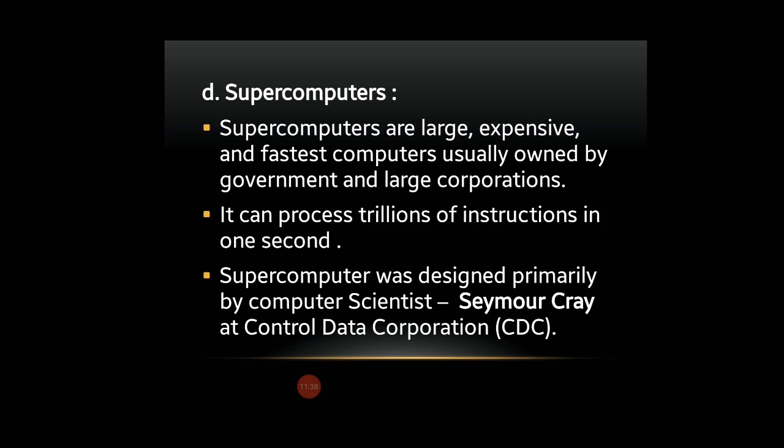Next, supercomputers. It is larger than micro, mini, and mainframe. It has much more capabilities than you can imagine. Supercomputers are large, expensive, and the fastest computers, usually owned by government and large corporations. They are large in size, the fastest computers in the world, and were used only by government and very large corporations. It can process trillions of instructions in a second. Imagine trillions. That much faster it is.